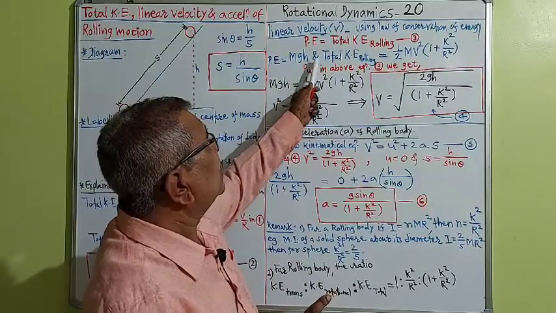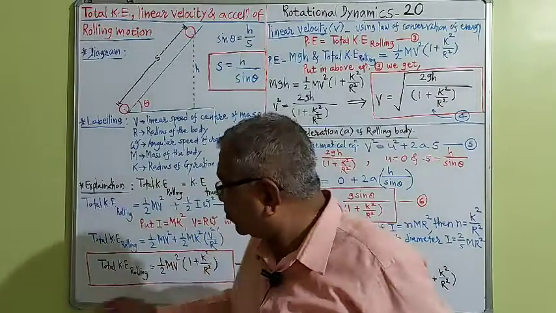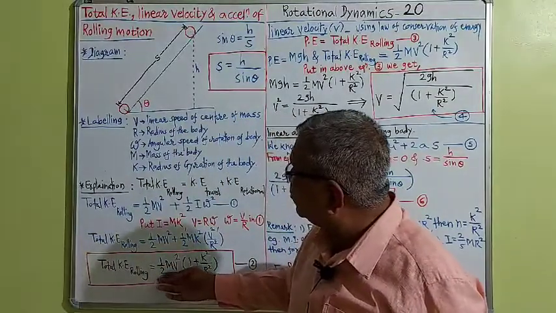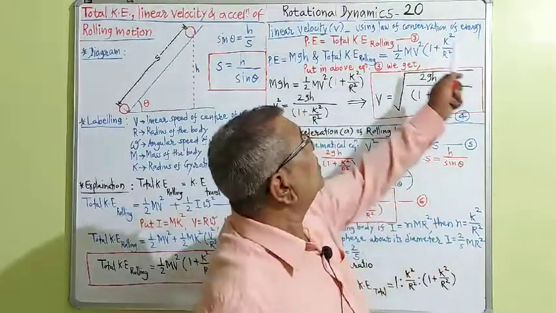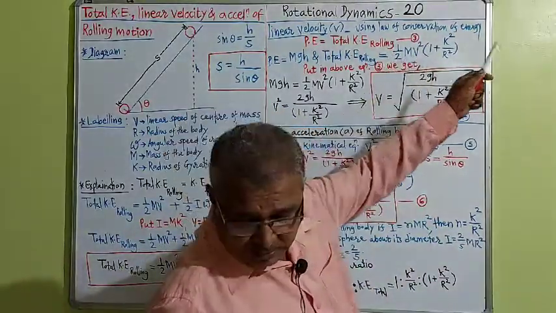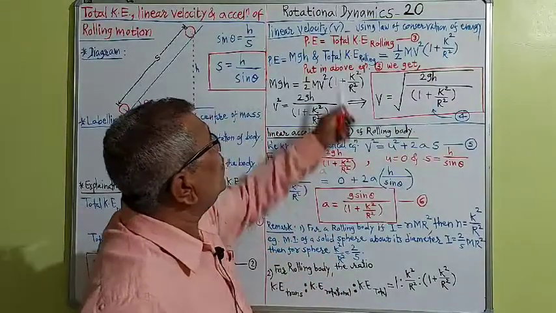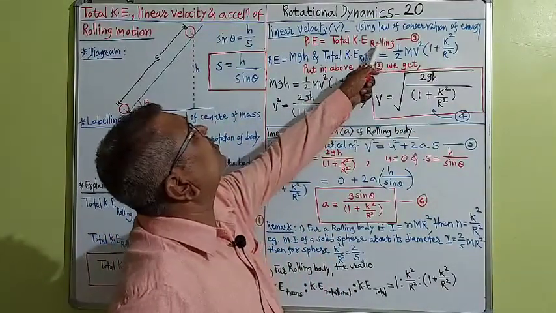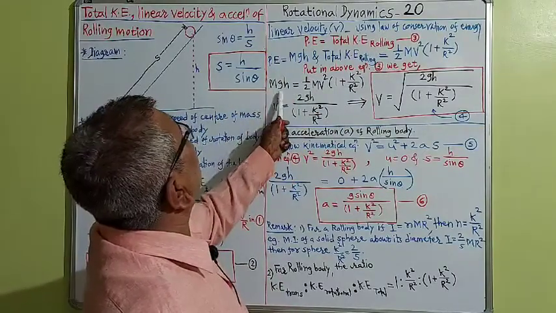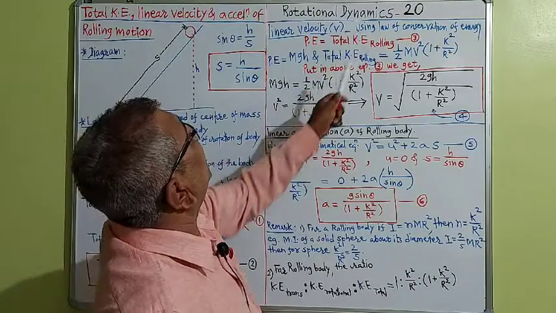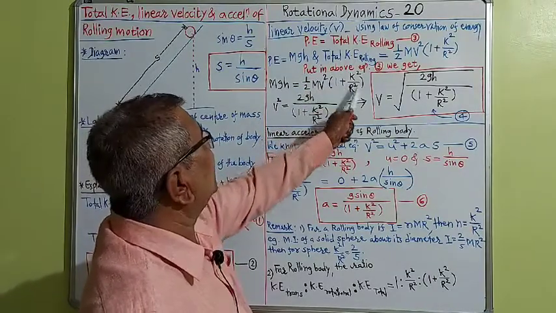So we know potential energy, that I have already told you, is equal to mgh, and total kinetic energy of rolling body that we have calculated here is equal to 1/2 mv square into bracket 1 plus k square upon R square. So these two values we'll have to put in equation 3 here. We get potential energy mgh is equal to total kinetic energy 1/2 mv square into bracket 1 plus k square upon r square.